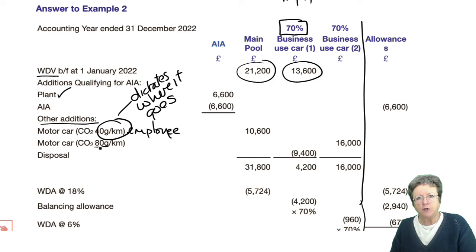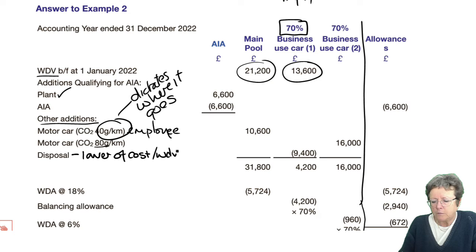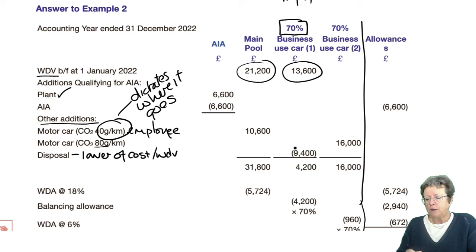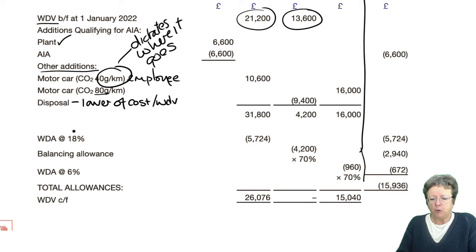And then she disposed of her first car. So we've put in there the lower of the cost and written down value. Okay, 9,400. We've subtotaled it and added the columns up. So 21,200 plus 10,6, 13,6 less 9,4 and the 16. Written down allowance on the main pool is 18%. That goes straight into the totals column.